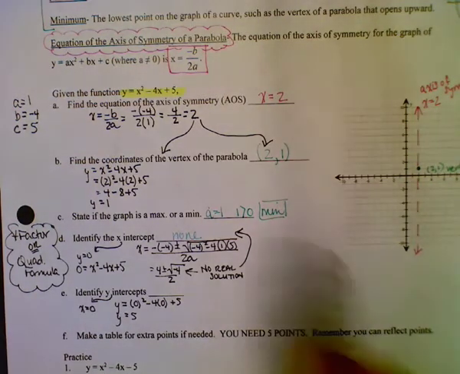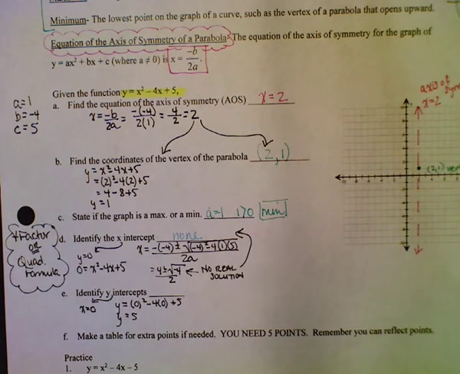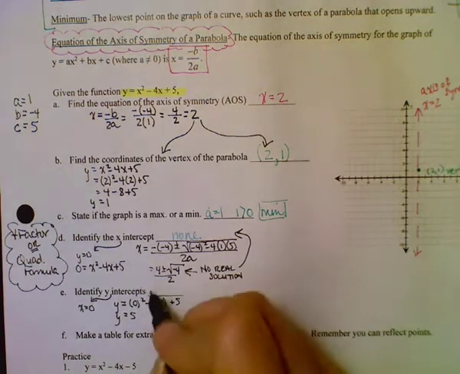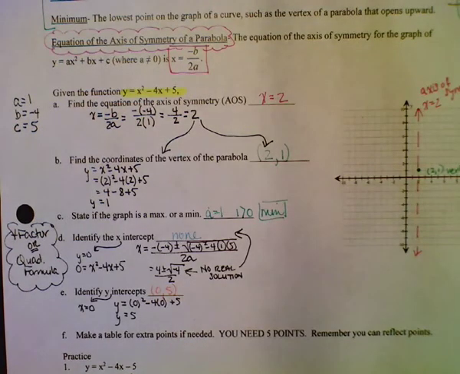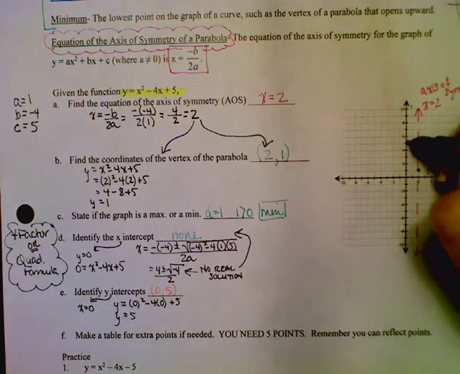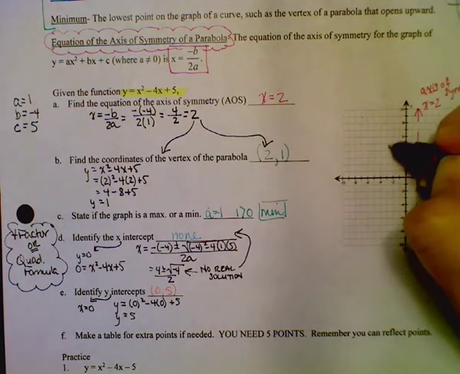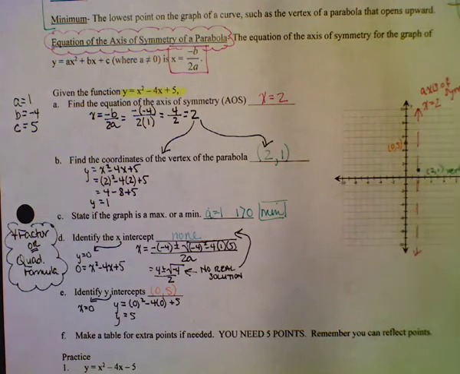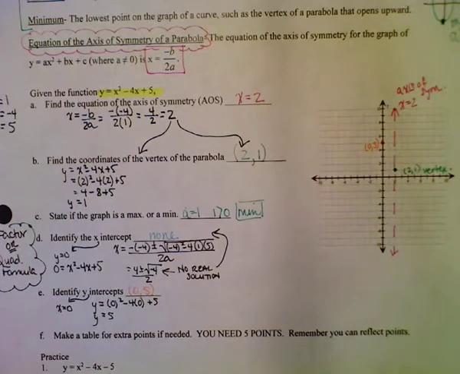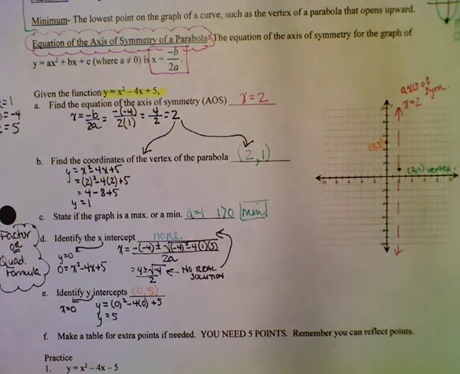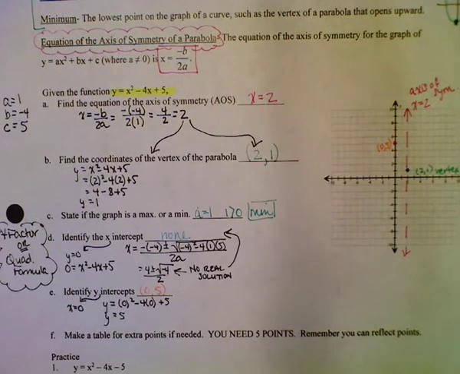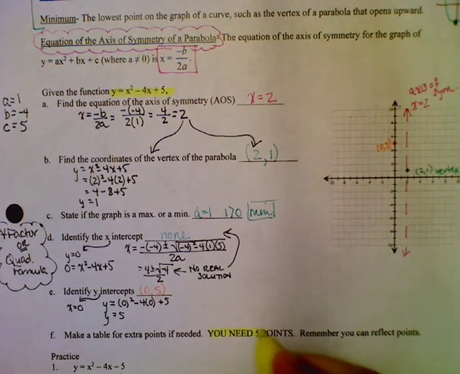Now again, that's going to give us an ordered pair where our x is 0 and our y is 5. So we can come on over to our graph and put 0, 5, and that's going to be our y-intercept. Right? So far I have 2 points. Okay? And what I need, though, to make a really nice parabola is I need 5 points. I need 5 points for every graph.